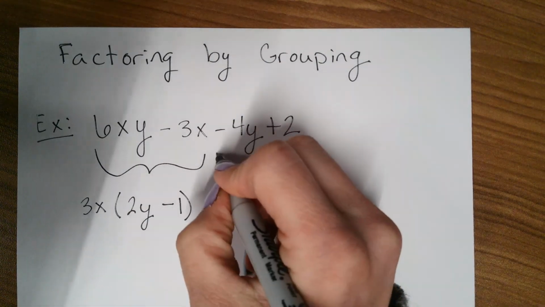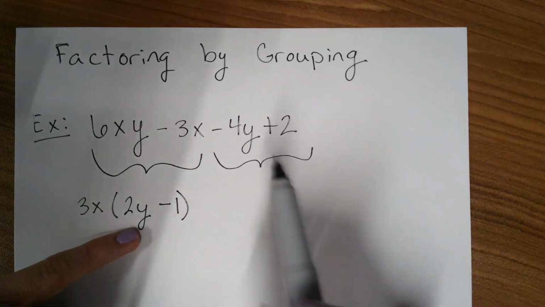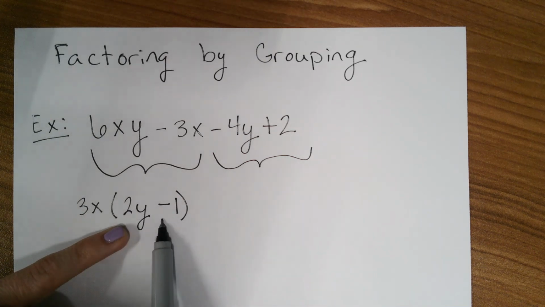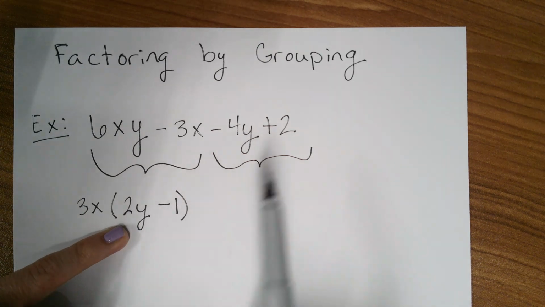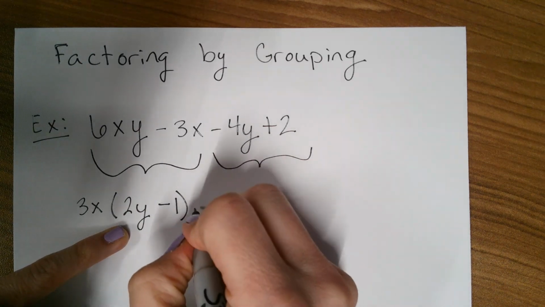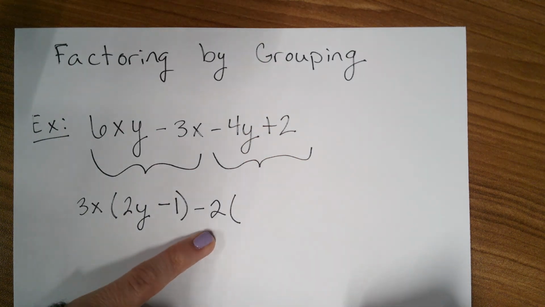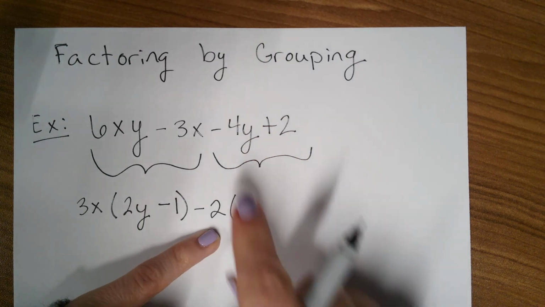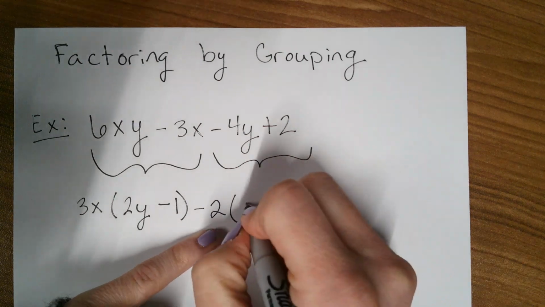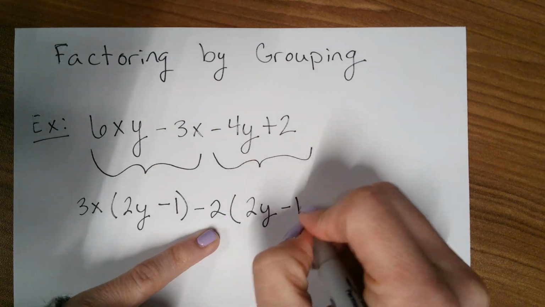And now with the second half of the terms, I'm going to factor something out, but it needs to be whatever I need to factor out to make it look just like what I have here, the 2y minus 1. So looking at the second half of the terms, I see if I divide by a -2, or if I factor out a -2, that's going to leave me with a positive 2y minus 1, right? Negative 4y divided by -2 is going to give me a positive 2y, and a positive 2 divided by -2 is going to give me a -1.